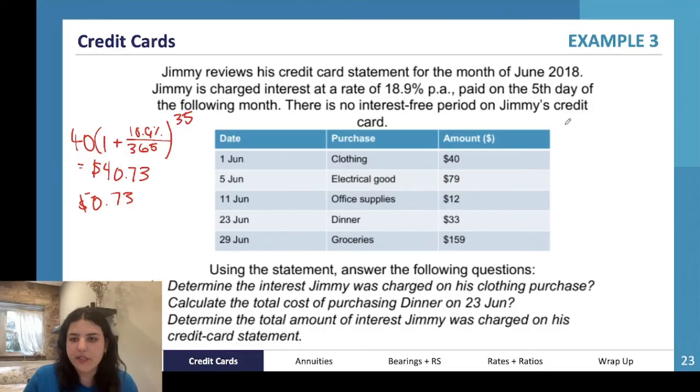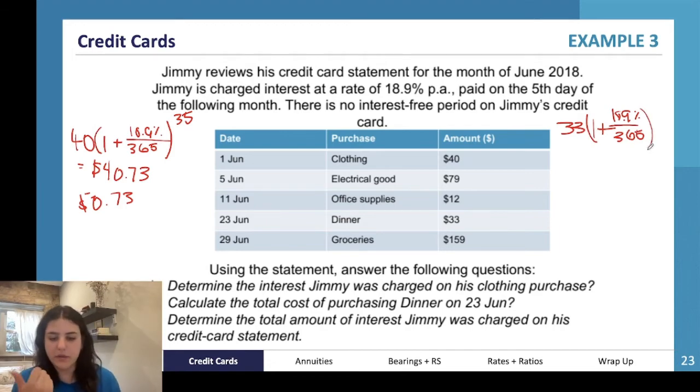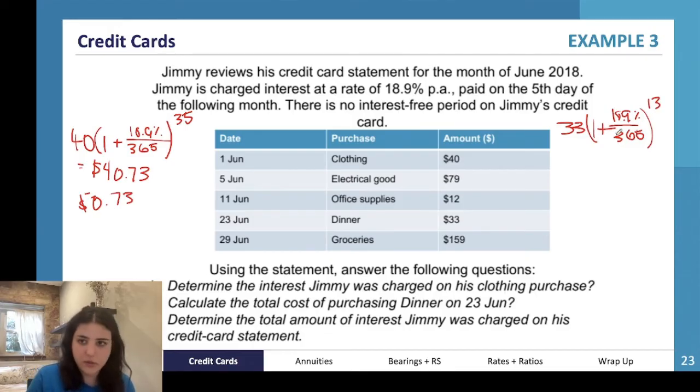Calculate the total cost of purchasing dinner on the 23rd of June. So dinner is going to cost $33. It is 1 plus 18.9% over 365. And we need to count from the 23rd to the 5th of July. 23rd, 24th, 25th, 26th, 27th, 28th, 29th, 30th, 1st, 2nd, 3rd, 4th, 5th. So that's 13 days. And the total cost would be, so we'll put that into our calculator.